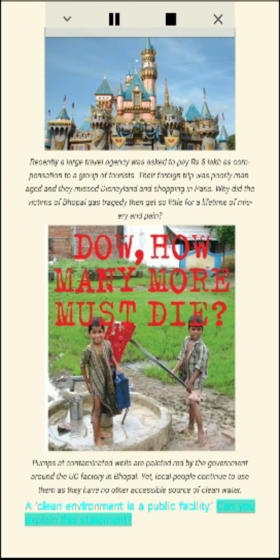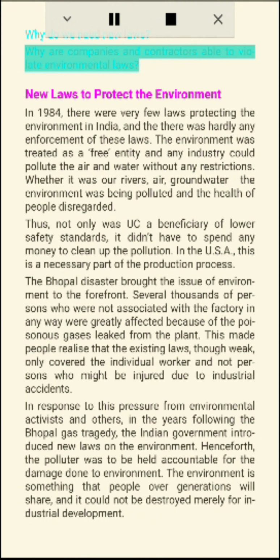A clean environment is a public facility. Can you explain this statement? Why do we need new laws? Why are companies and contractors able to violate environmental laws?